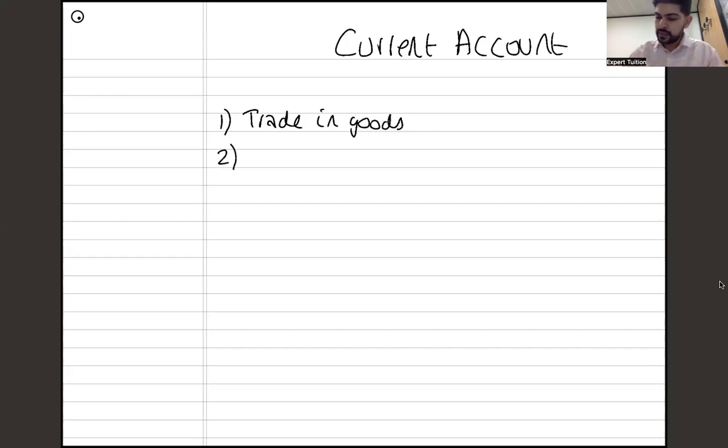Number two is trade in services. Okay, so what's a service? A service is obviously intangible. So, for example, financial services or legal services, tutoring services. So, I've taught students across the world. Whenever I taught students in Switzerland, Dubai, wherever, that would have counted as an export for the UK.